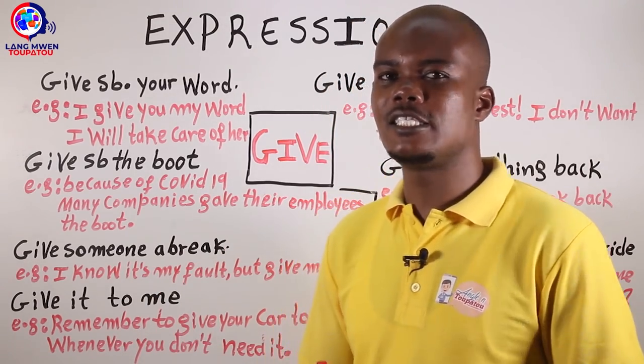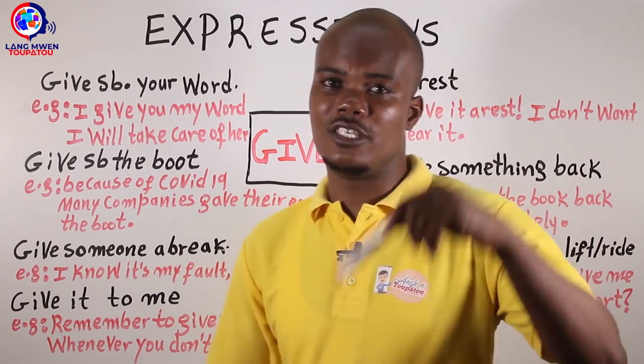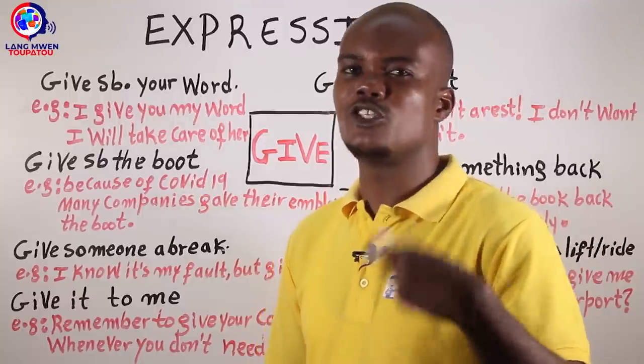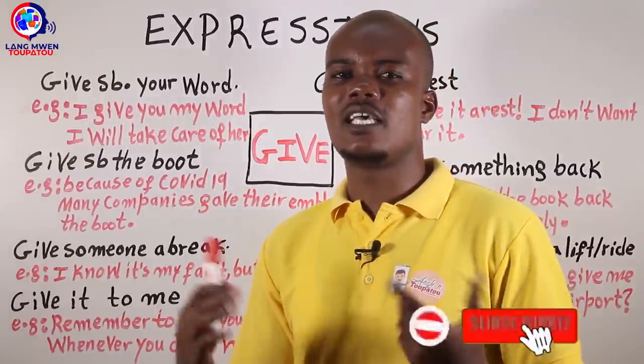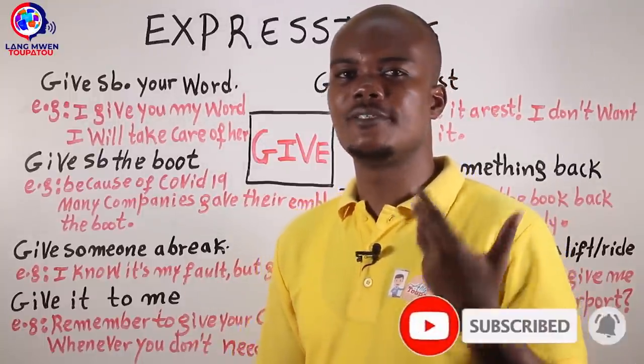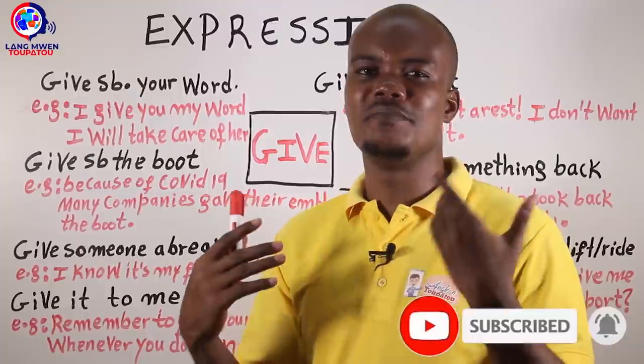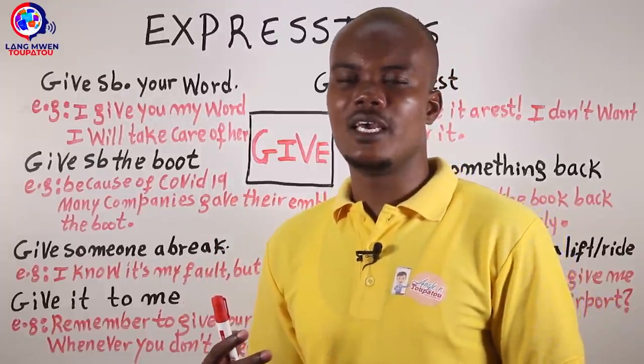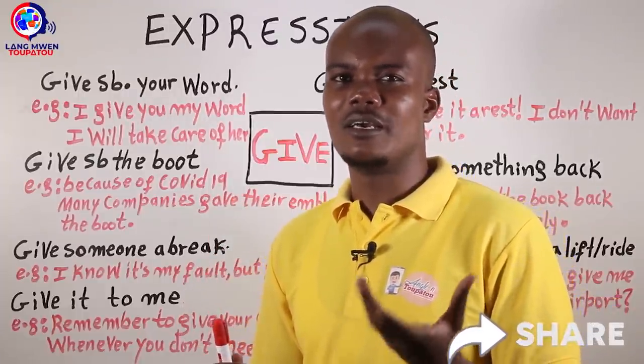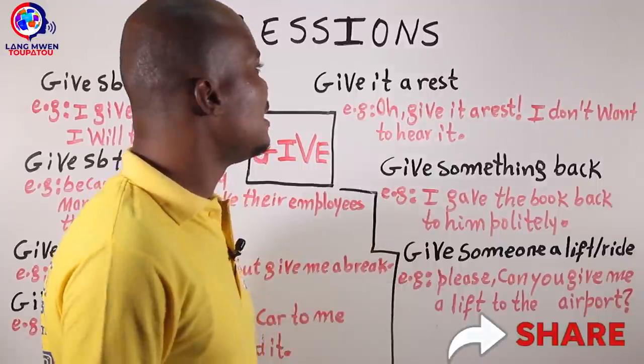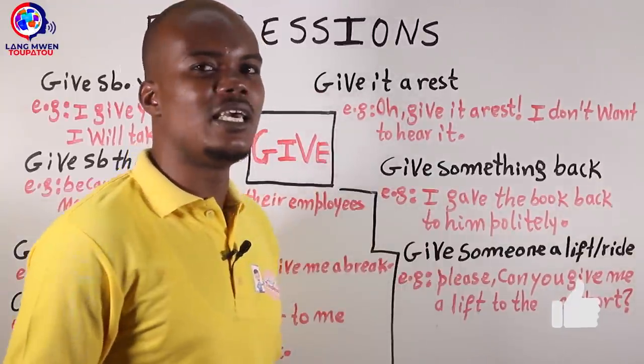Give it to me is to say to give it to me, like give what you have to somebody. And the second way of using give it to me is to say to punish someone. Okay? Give a punishment to someone. Give it to me.